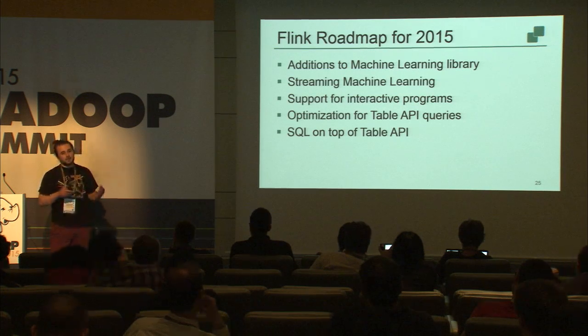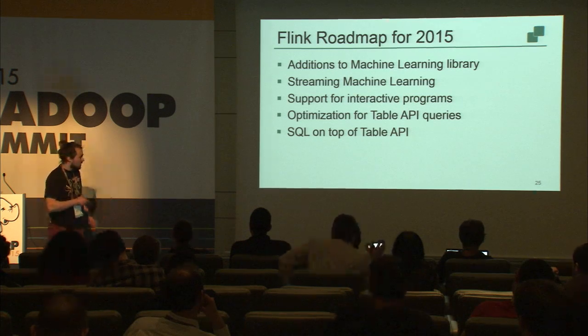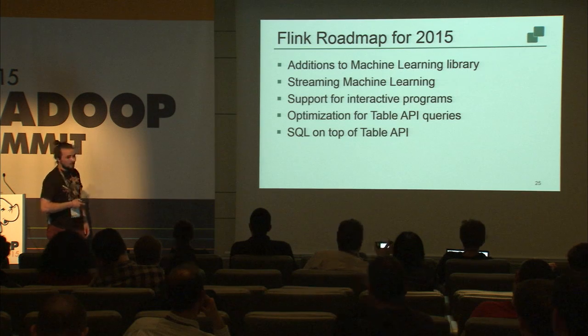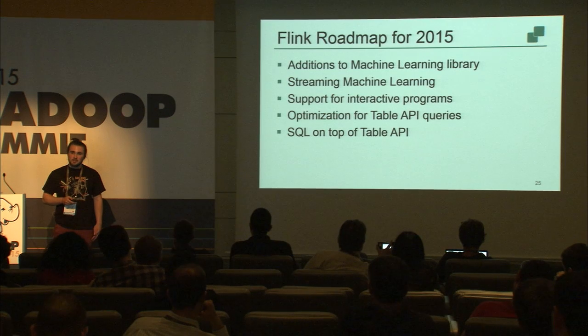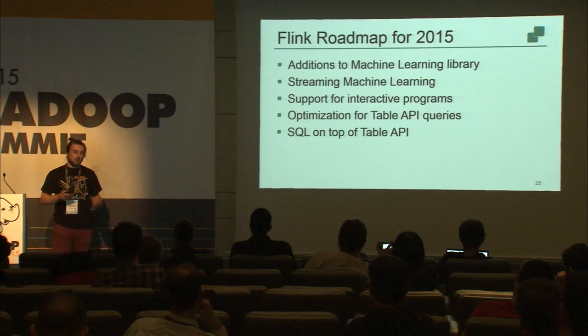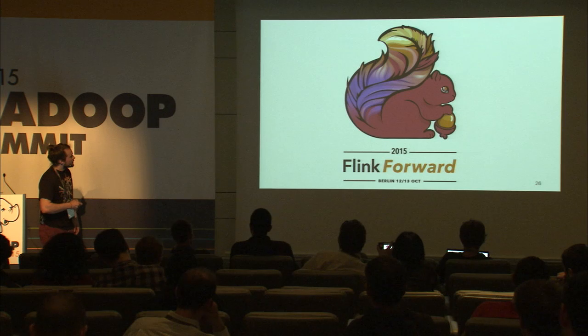And also, since we have this table-based API, which is basically relational queries inside Java or Scala, why not provide an SQL API on top of it? This would be, for example, really nice in one of these notebook-style websites where you can enter SQL and have it executed efficiently on Flink. So this is also something we're working on.